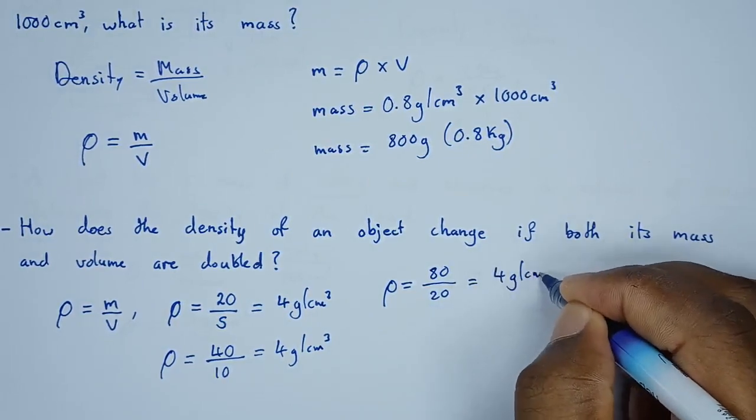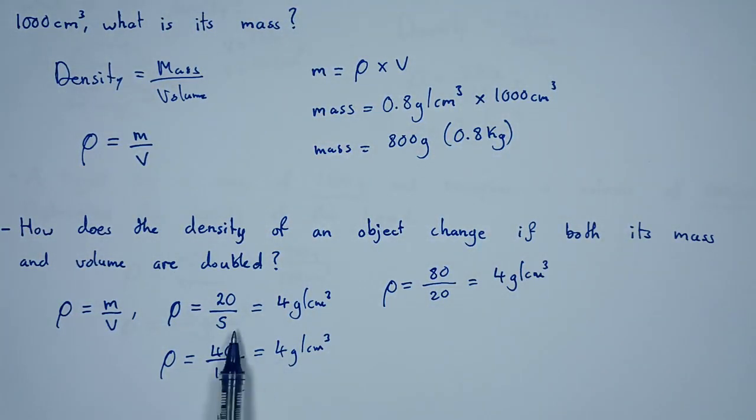So you see what we have. As we double both mass and volume, what we're getting is the same value. So the best way to answer this question is that doubling the mass and the volume will give us the same density, because this is a direct proportion. So that's the best way of putting it.